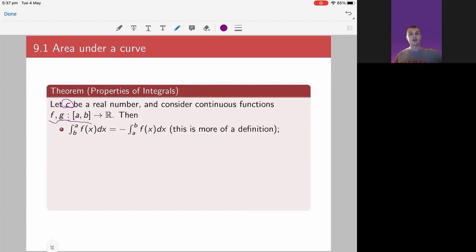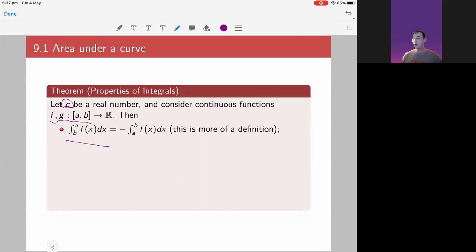Now, even though I've introduced f, g, and c, the first property of the integral that we're going to discuss actually only involves a single function. And it says the following: the integral of f of x dx from b up to a is the same as minus the integral from a up to b of f of x dx. Now, I think in the course reader this was stated as a theorem, but really this is a definition.